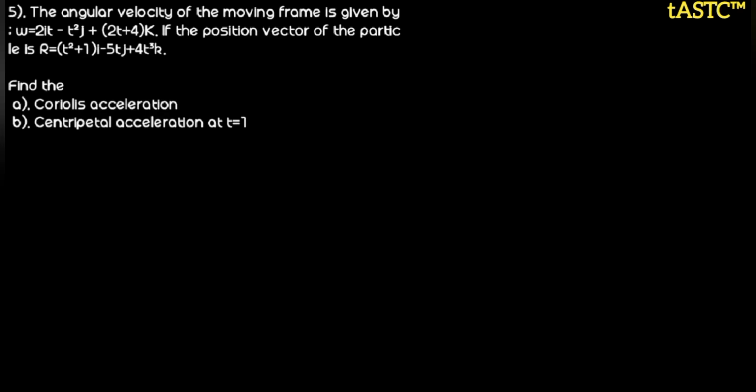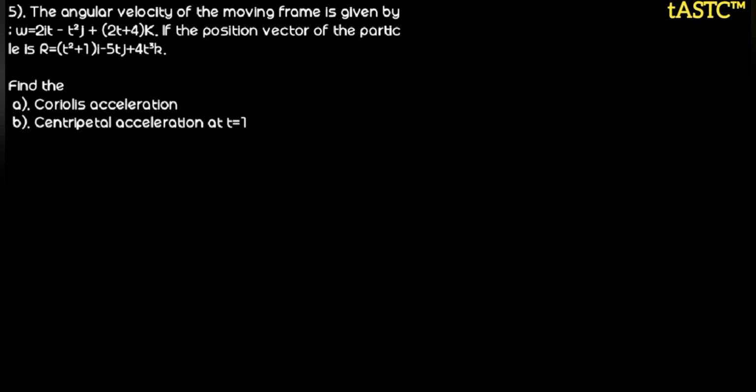Now the fifth question says, the angular velocity of a moving frame is given by this stuff. If the position vector for the particle is this, then we are required to find out what is the Coriolis acceleration and also to find the centripetal acceleration at t equal to 1. So this is actually going to come off very easy. You just need to pay close attention to what we're going to do over here.